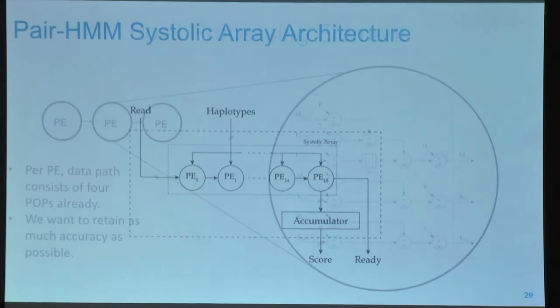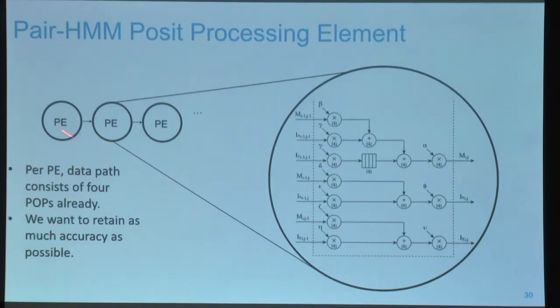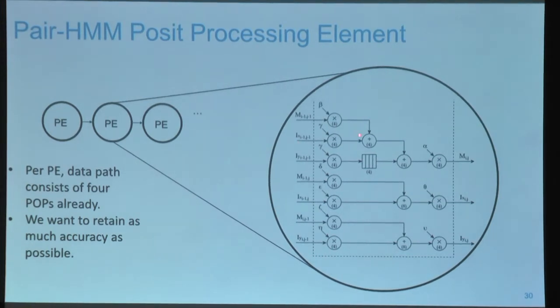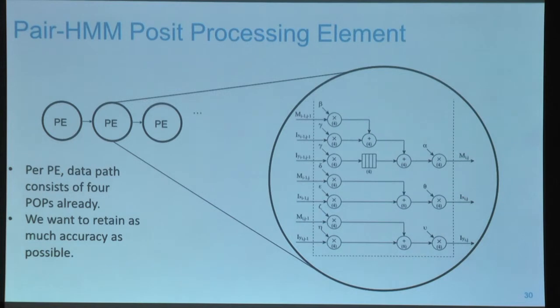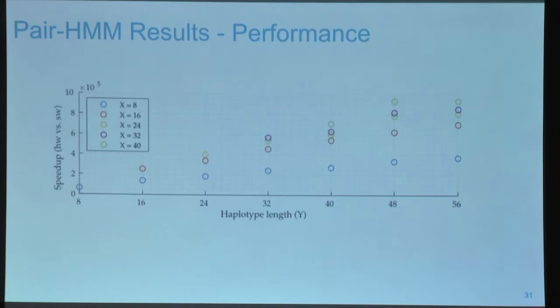If we look inside a PE, it's quite an elaborate calculation. Internally, we do not really use that quire register just for the final accumulation. The longest data path here contains about 4 of these Posit operations. So there's quite a lot of logic inside each processing element.